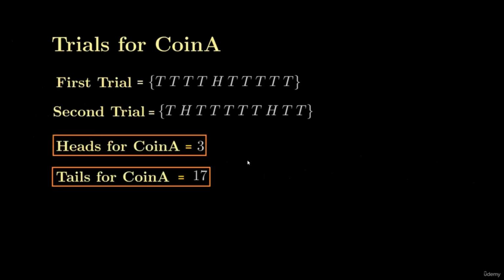So we are going to perform the experiments, or trials, with both the coins. The first step is that we are going to perform two trials with coin A. In the first trial, we have 10 events, and out of these 10 events, we have 9 tails and 1 head. In the second, we have 8 tails and 2 heads. So in total for coin A, we have 17 tails and 3 heads. If we add the tails in both trials, we get 17, and similarly, we have 3 heads for coin A.